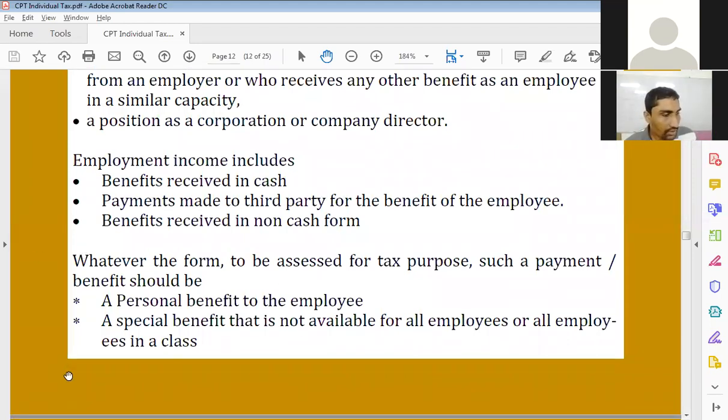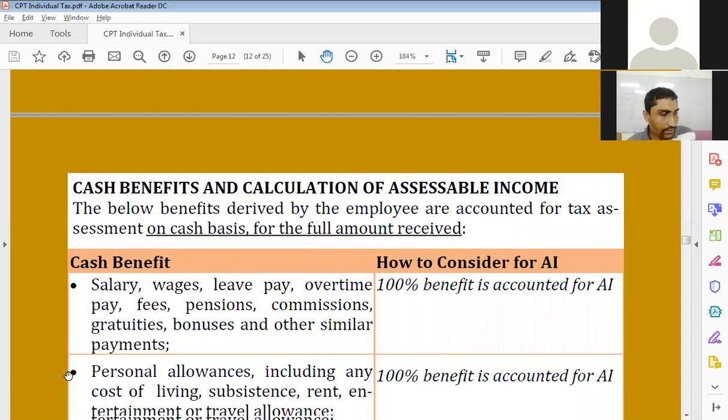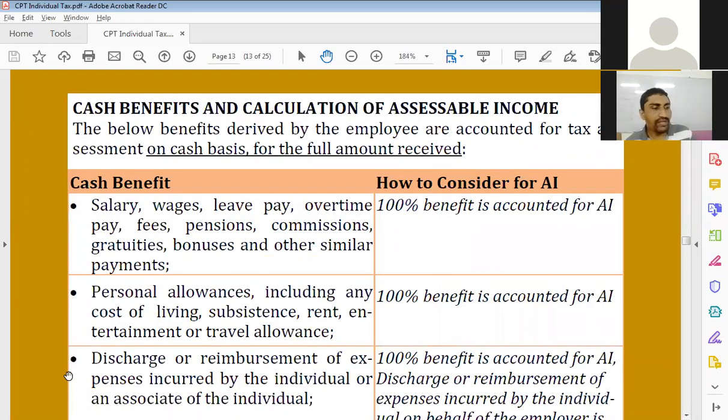So let's move up. Cash benefits and calculation of assessable income. The below benefits derived by the employee are accounted for tax assessment on cash basis for the full amount received.